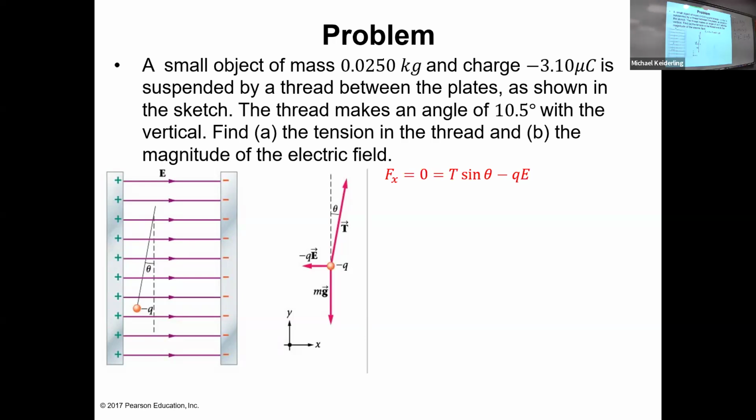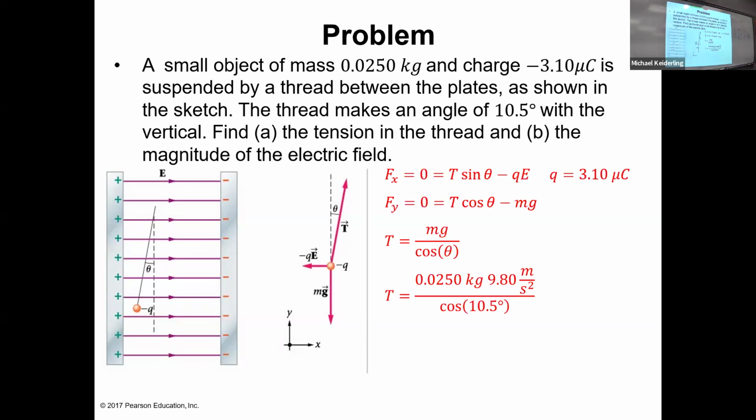The total forces in the x direction is tension times sine theta minus Q times the electric field, where Q is 3.1 microcoulombs. The total forces in the y direction are tension times cosine theta minus mg. So to solve for tension, we can use the forces in the y direction. Tension is mg divided by cosine theta. So 0.025 kilograms times 9.8 meters per second squared divided by the cosine of 10.5 degrees gives us 0.249 newtons for the tension.